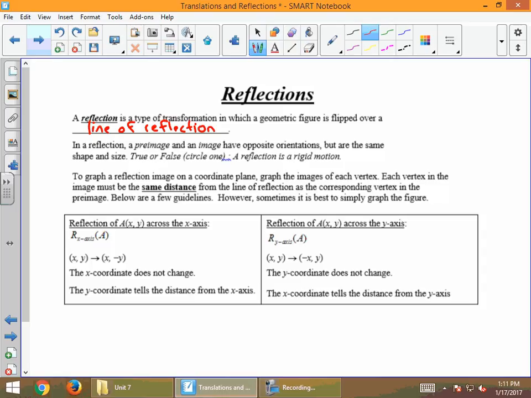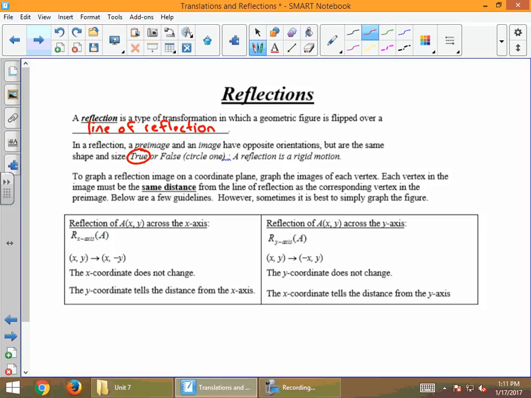All right. So it brings the question, true or false? A reflection is a rigid motion. Does it change shape or size when I flip it? Oh, so true. It is a rigid motion. It does not change shape or size. I can flip it all I want. It's not getting bigger or smaller. So how do we go about doing this? Well, again, this is real easy. It's just counting. No calculations needed for this one.